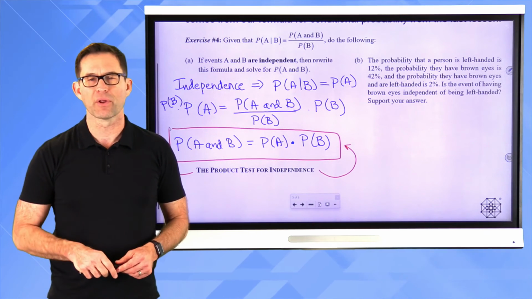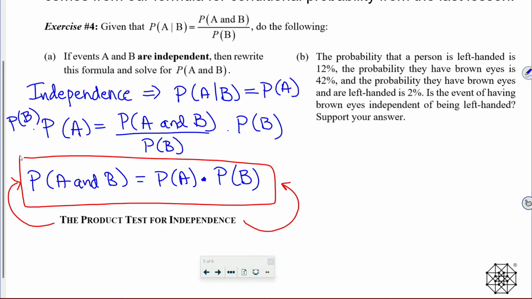Let's take a look at an application of it in letter B. The probability that a person is left-handed is 12%, which is true. The probability that they have brown eyes is 42%, also pretty accurate. The probability that they have brown eyes and are left-handed is 2%.